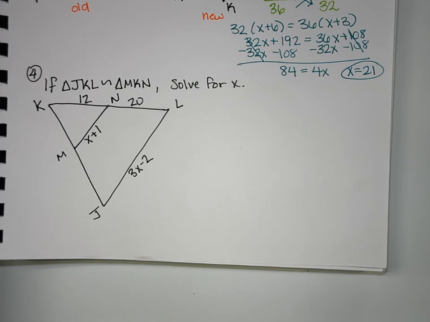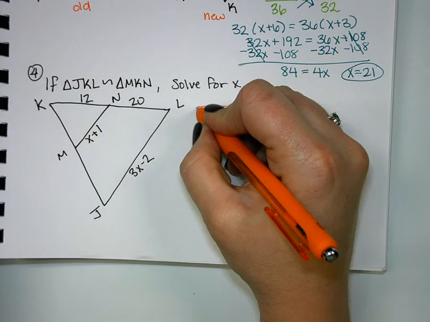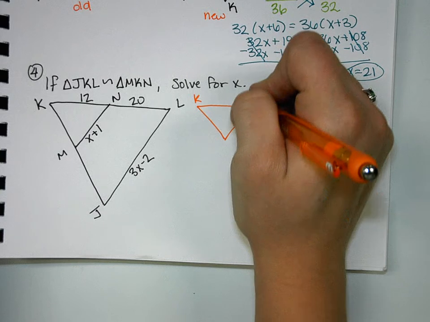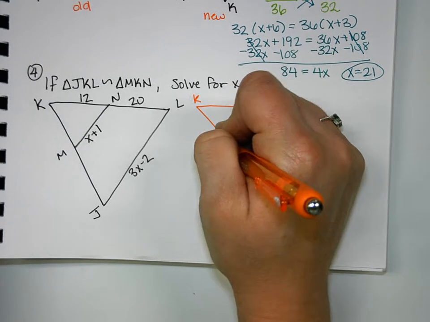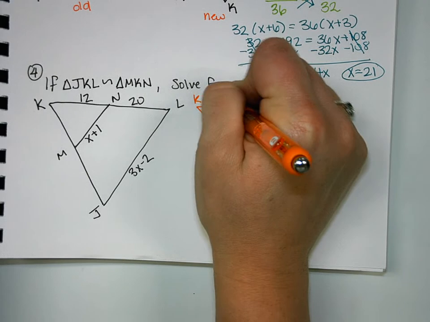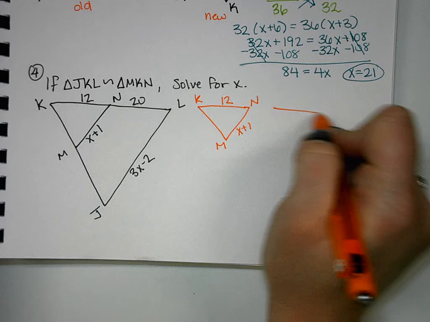So when we had overlapping triangles, what did we do? Anyone remember what we did when we had overlapping triangles? We separated them. So that's what we're going to do here: we're going to draw them as two separate triangles, so that we can see more clearly what we have. So there's my small one, and I'm labeling the sides that I know. And then I'm going to do my bigger one, KLJ.